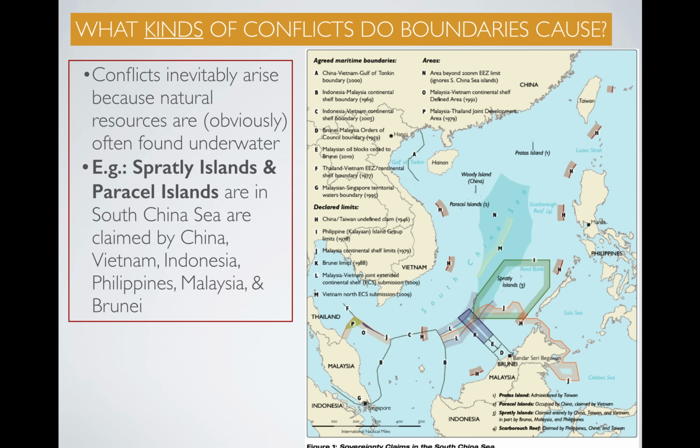And you can see in the top left-hand side the agreed maritime boundaries from 1995 to 2000, the evolution of all of the different conflicts and treaties that the Southeastern Asian region has had to come to as a result of these conflicting territorial claims. You can even see here on letter H where it says declared limits. It even mentions the existence of Taiwan, which China does not recognize as an independent state, but the Taiwanese people most certainly do.